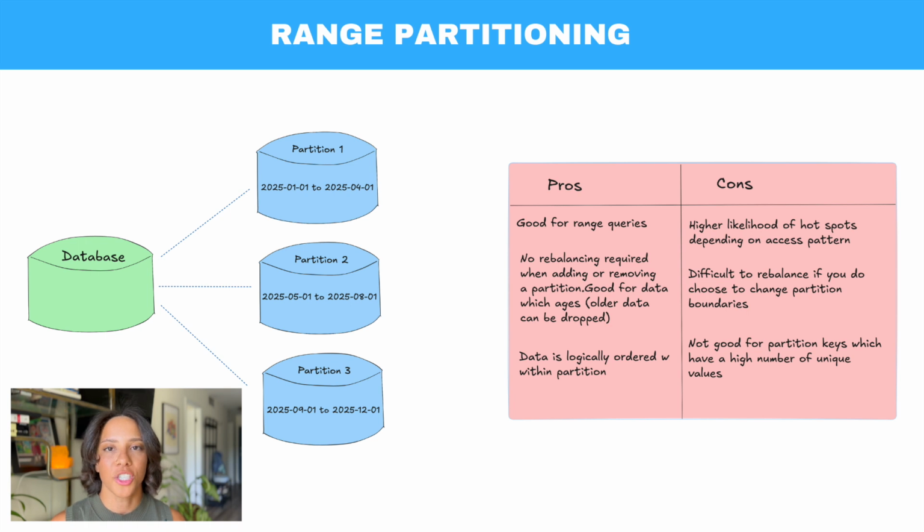Secondly, if you do want to change the partition boundaries, say if you want to switch the number of months per partition, as we have in this example, it requires rebalancing the keys around it, so it's a little bit of a headache. And then finally, this is not good for partition keys which have a high cardinality. So if there's a large number of unique values, you're going to have so many partitions.